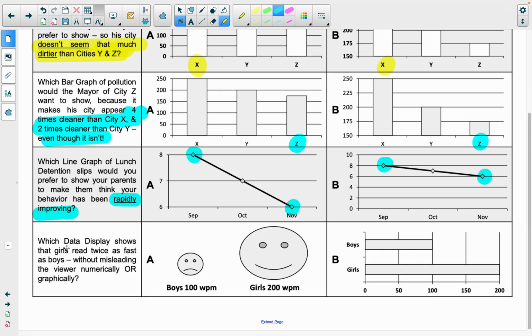Lastly, which data display shows that girls read twice as fast as boys, but without misleading the viewer? So boys 100 words per minute, girls 200 words per minute. And you'll notice boys 100 here, girls 200. They both say the same thing, but we want to know which one is not misleading. Which graph is not misleading?